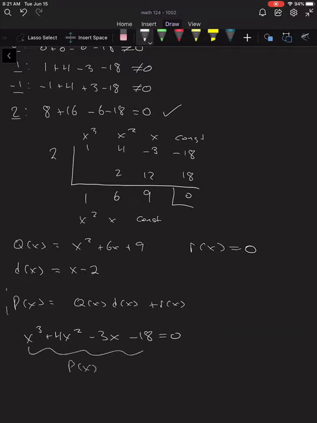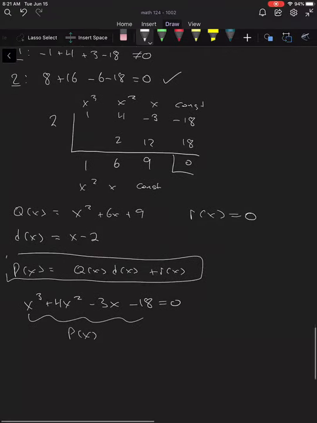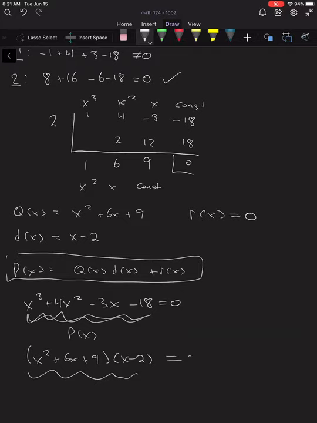So what we can do is rewrite it by using this equation. So really p of x is the same thing as q of x, which is x squared plus 6x plus 9, times d of x, which is x minus 2, plus r of x, but r of x is 0. So really this piece that we have right here is the same thing as this piece. So what we want to solve is this is equal to 0.